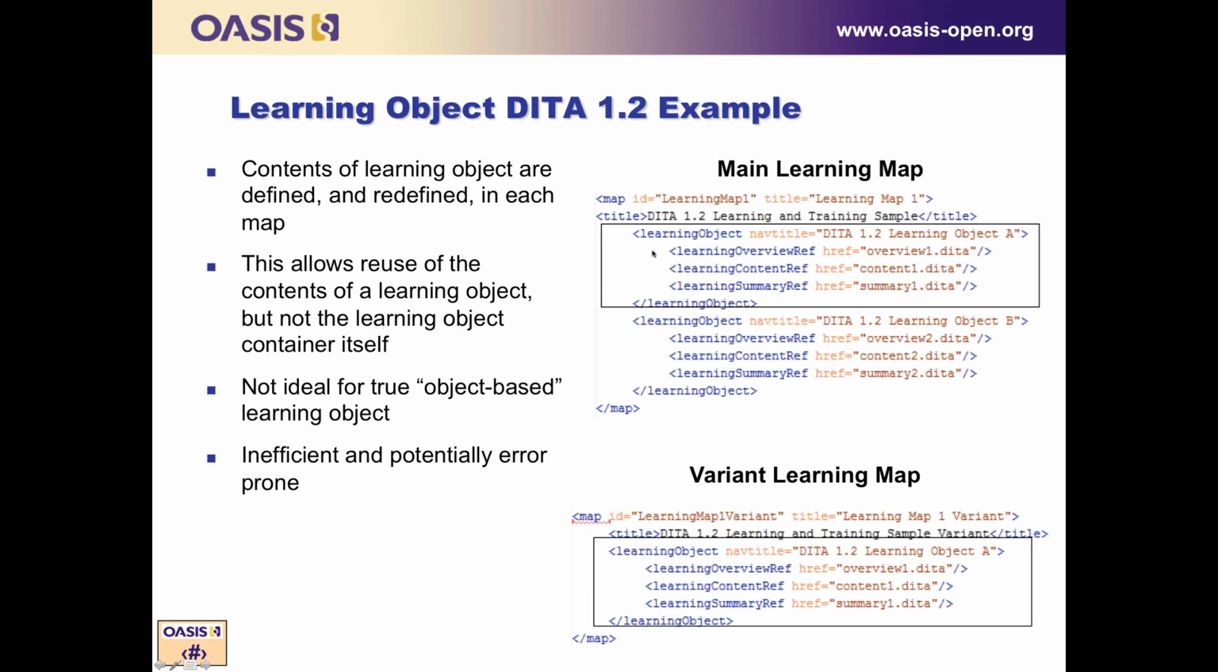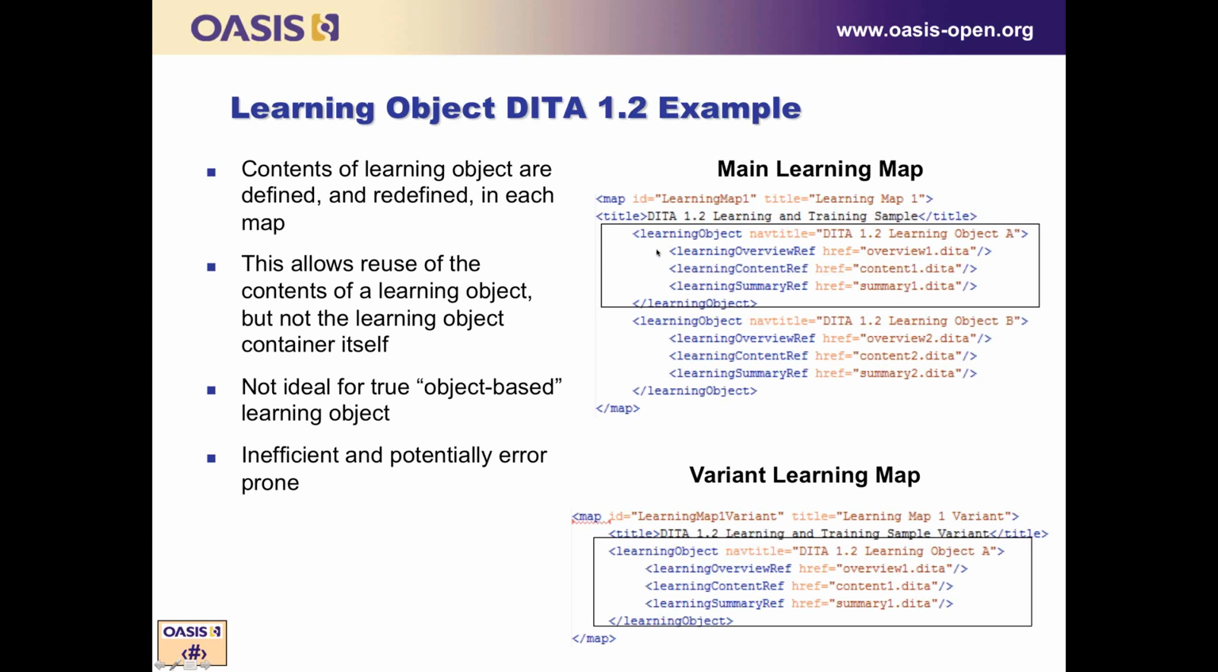So as an example, over here on the top right, you see this is our main learning map. It has 2 learning objects in it. And here you can see the first learning object is called DITA 1.2, learning object A. And then it has some references to an overview, a learning content, and a learning summary file.